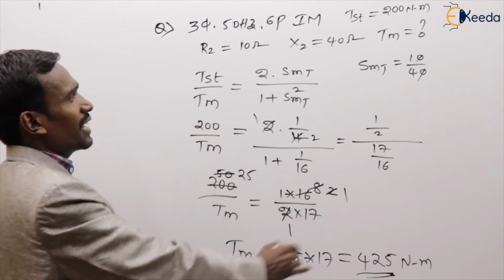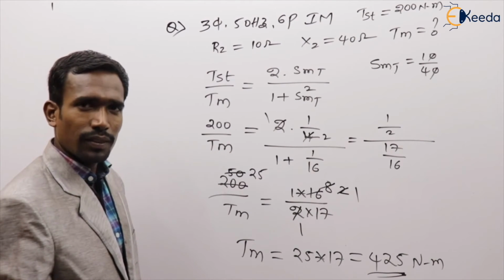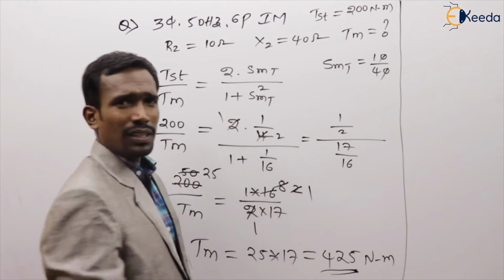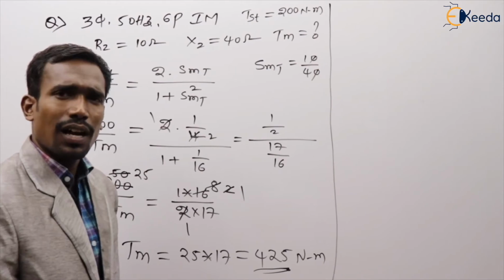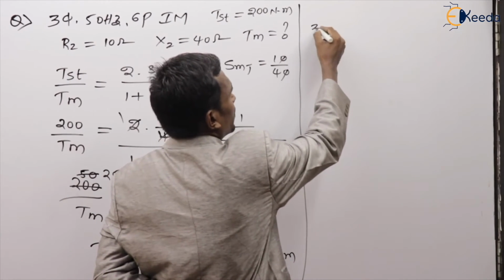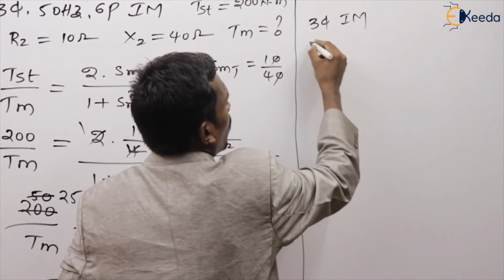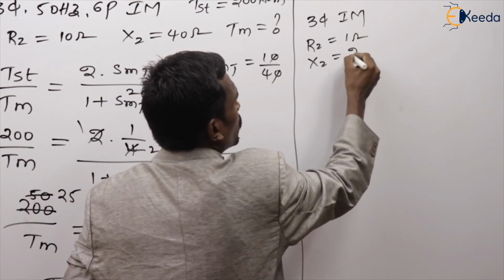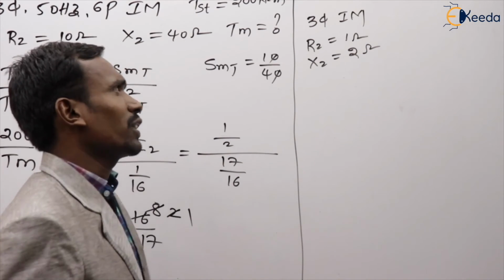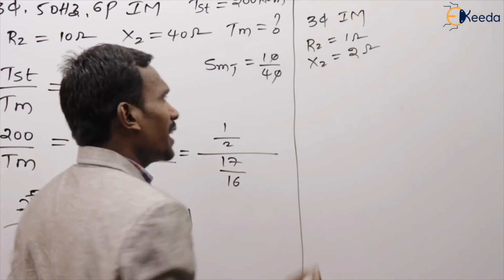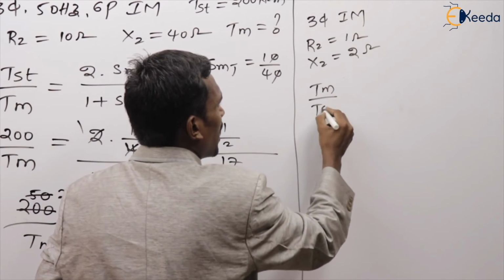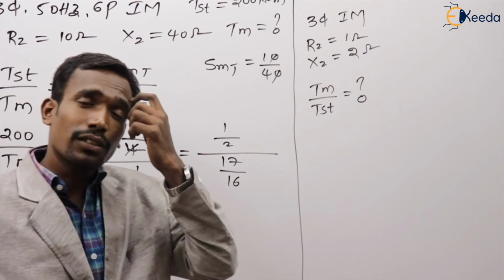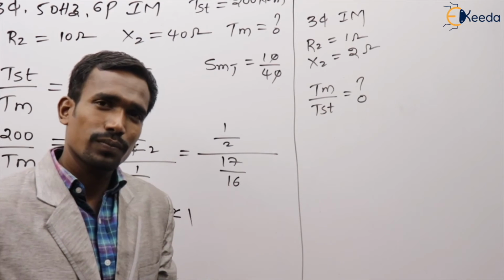So this is the way of questioning they are asking. Based on that, there is another question also. A 3-phase induction machine, rotor resistance 1 ohm, rotor reactance 2 ohms. Then find out the maximum torque to the starting torque ratio.